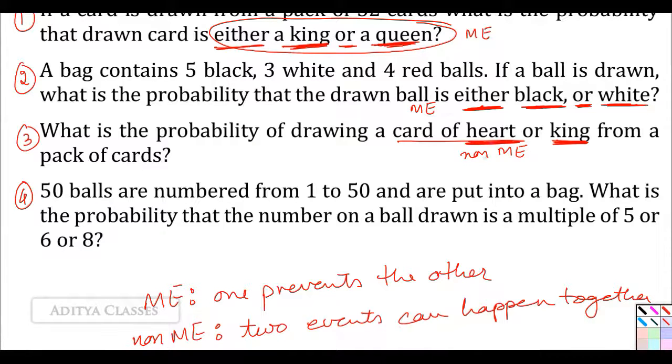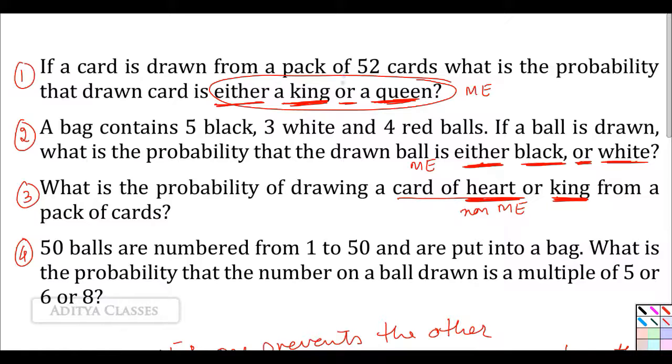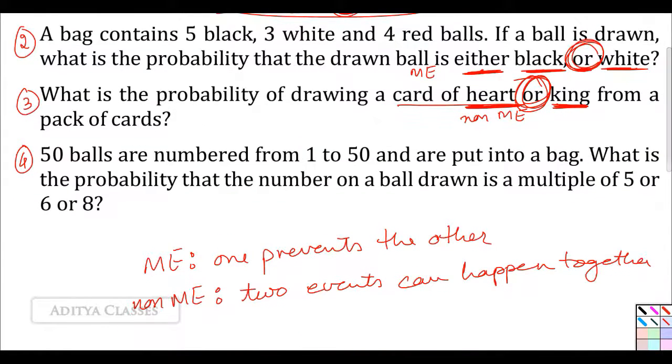Now if you have seen the other video, you might remember that for mutually exclusive we have a different addition rule, and for non-mutually exclusive we have a different addition rule. Why are we talking of addition? Because we have or. Or takes us into addition. All these questions are based on or. Either this event or the other event. So all these experiments will become a part of addition rule.